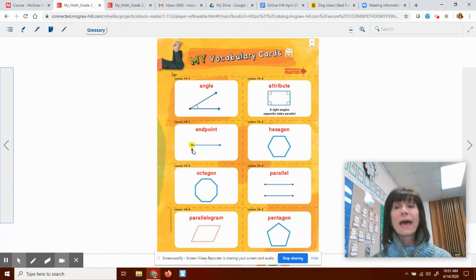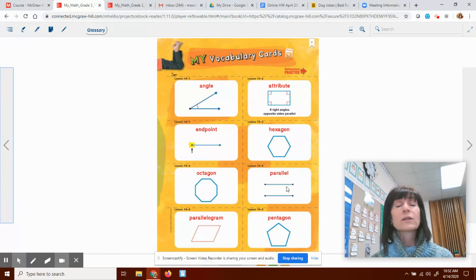Endpoint is simply that. I represent it by my fist. These are endpoints. Hexagon, I say the secret letter on hexagon is the X, because X is also used in six. A hexagon has six sides. Octagon is like an octopus. It has 8 sides. Parallel are the train tracks.